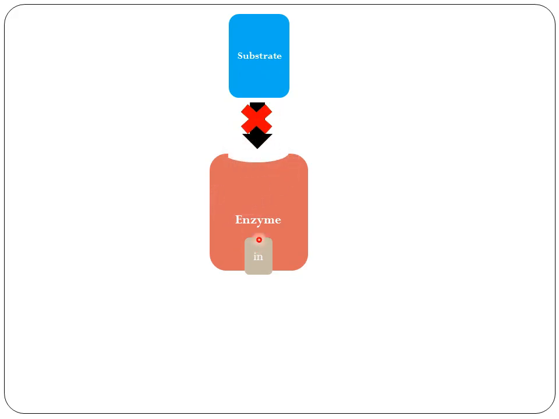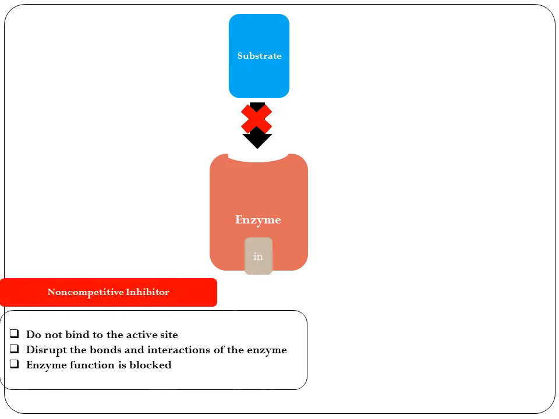And why is it called non-competitive? Because regardless of the concentration of the substrate or the inhibitor, the enzyme will be affected even if one molecule of inhibitor binds to its site here in the back. So this is a non-competitive inhibitor. In general, we don't have binding to the active site. We have binding to a different site other than the active site. When the inhibitor does that, it disrupts the bonds and interactions of the enzyme. This leads to altering of the shape of the enzyme, so the enzyme function is blocked because the substrate has no accessibility anymore to its active site.